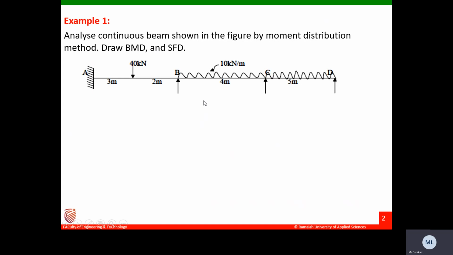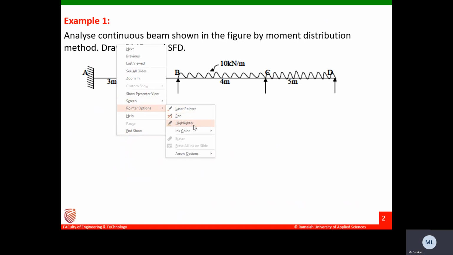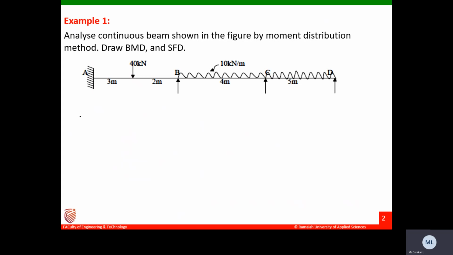So we need to draw the SFD and BMD, and analyze this given example by using the moment distribution method. That is our aim. Now let us consider this example. Before going for the solution, please remember, our first aim is to find out the fixed end moments of the given problem.